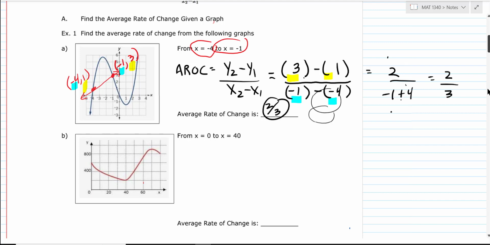Yeah, that's what the slope is. So you're rising 2 and then running 3 to get to that next point. Okay, it's nice to know that connection. That's what a slope is. Okay. All right, let's see if I did this one right last time.